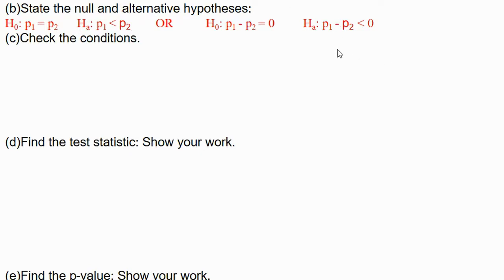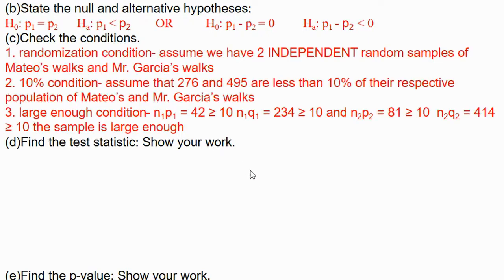Or that the difference between P1 minus P2 should be less than 0. You can choose to write it either way. You don't have to do both. Now the conditions, I guess we'll just read them. They're all on your notes there.